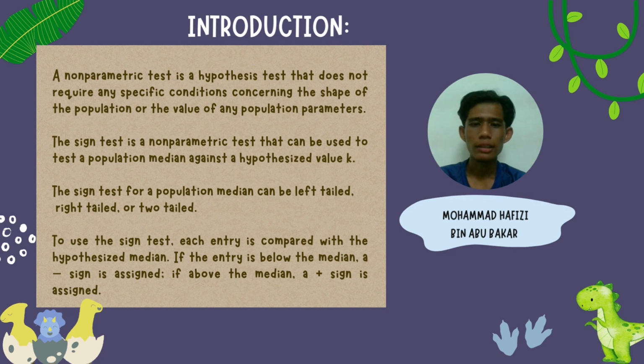To use the sign test, each entry is compared with the hypothesis median. If the entry is below the median, a negative sign is assigned. If above the median, a positive sign is assigned.